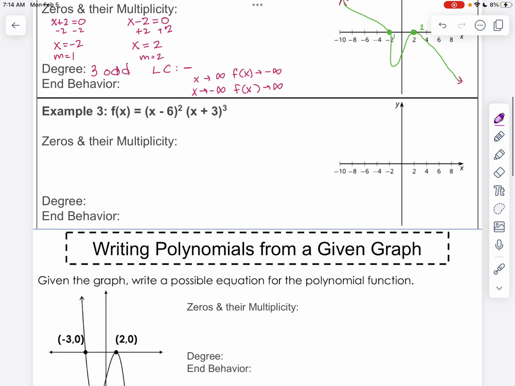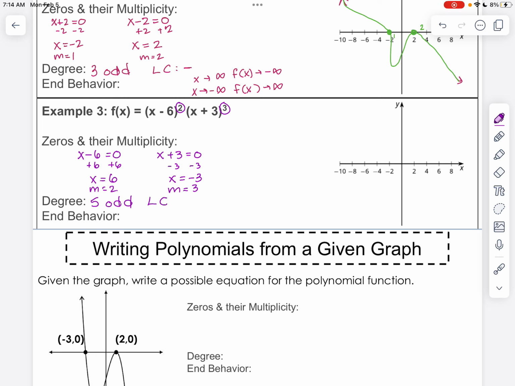Example 3 here, I've got x minus 6 is my first factor, so I'm going to set it equal to 0 and solve. x equals 6, and that one has a multiplicity of 2. And then x plus 3 is the second factor, set it equal to 0 and solve. x equals -3, and that one has a multiplicity of 3. For the degree, we're going to add the multiplicities. 3 plus 2 is 5, which is odd.